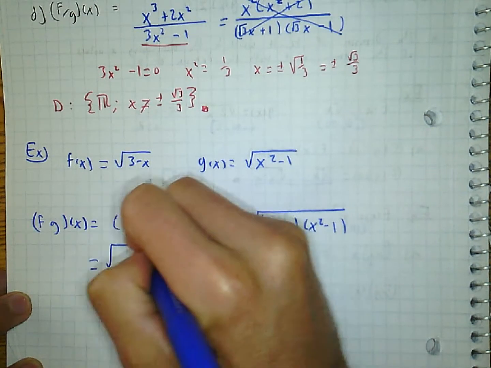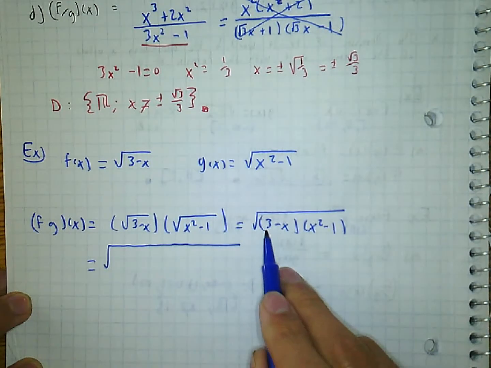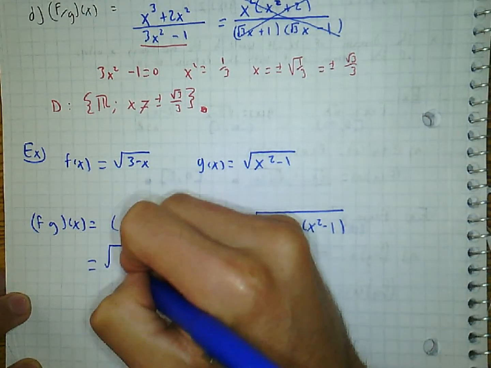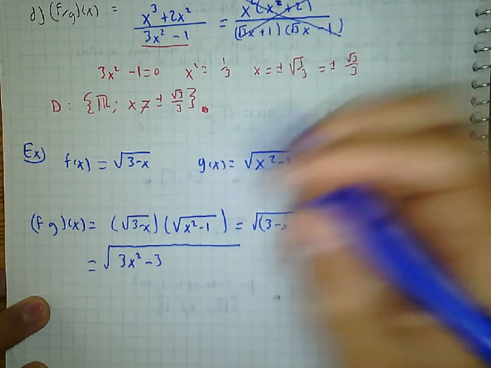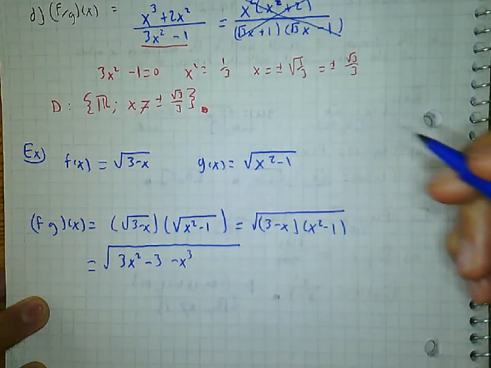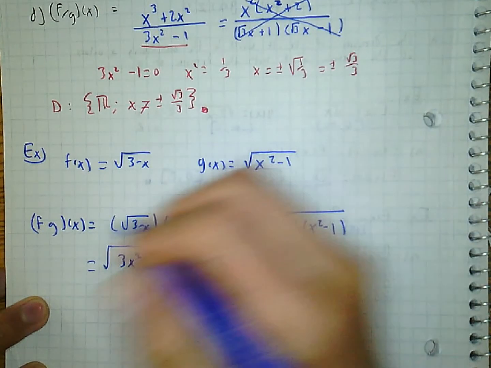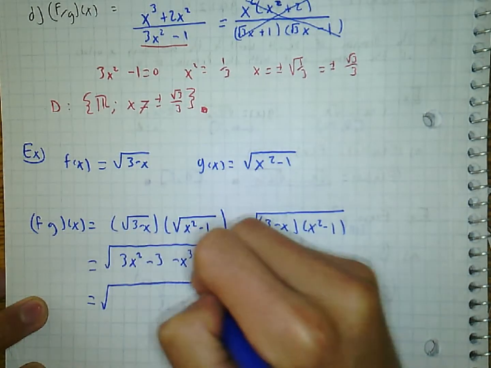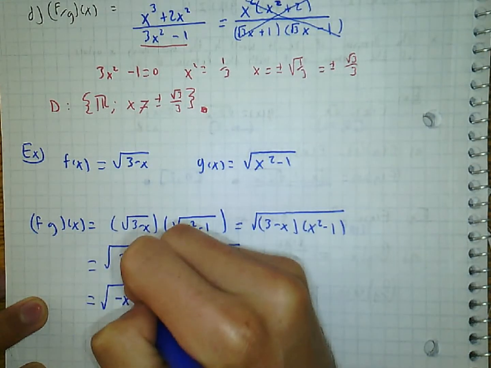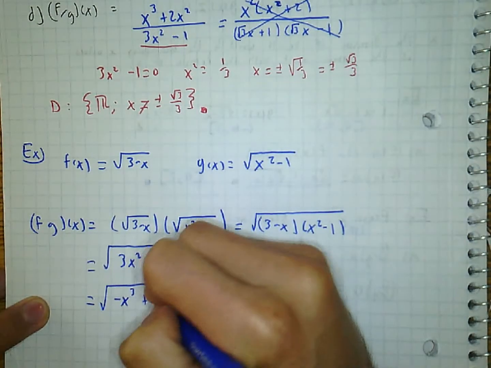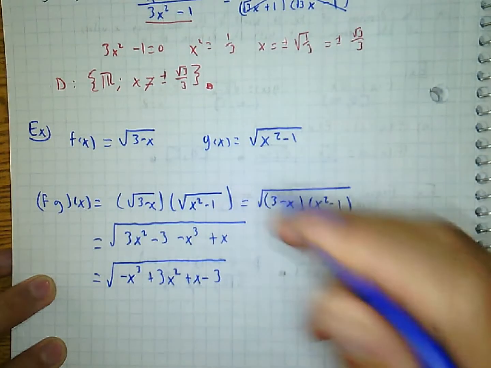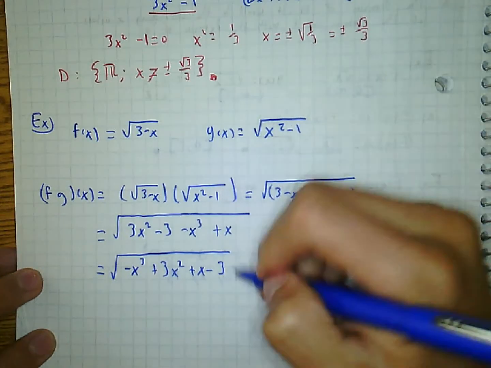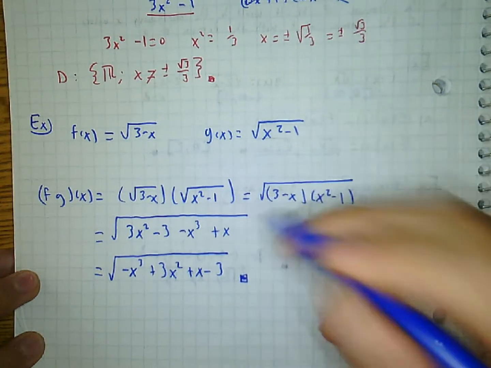So I'm going to go ahead and clean that up a little bit more. So I'm going to distribute this out. This gives us a 3x squared minus 3 minus x cubed plus x, which then, if I write it down in order from highest to lowest degree, it would give me that. So the multiplication of these two functions would give me that result there.